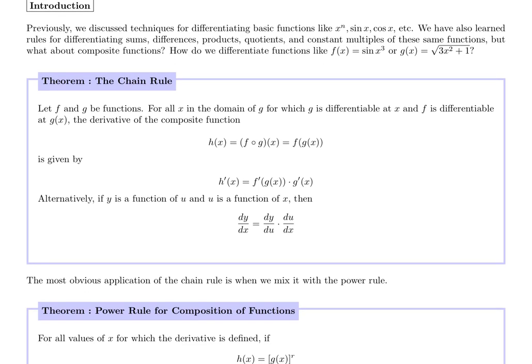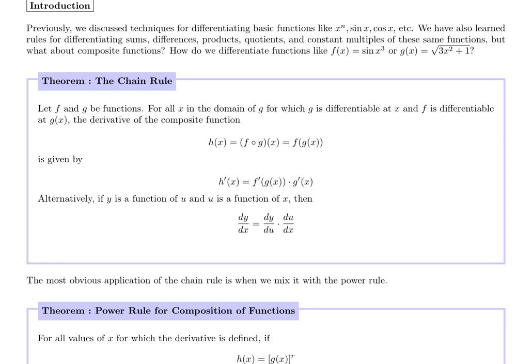So if we have f and g, and they are continuous functions, we can say for all x in the domain of g, for which g is differentiable at x, and f is differentiable at g of x, the derivative of the composite function h of x equals f of g of x is given by h prime of x, which equals f prime of g of x times g prime of x.